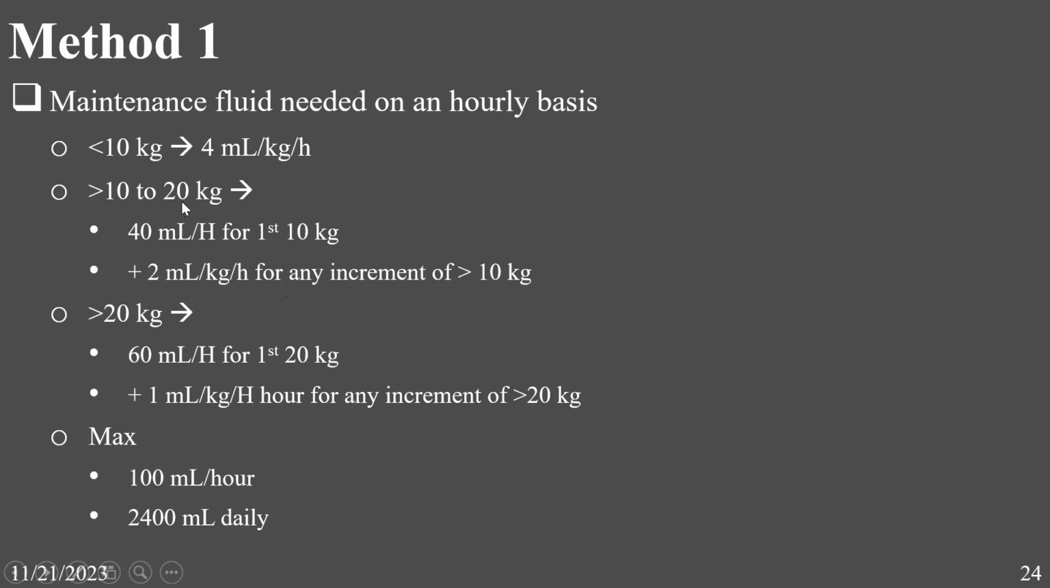So if the baby is 12, then it's 40 ml per hour. And then we have 2 ml for each kilogram above 10, and the baby is 12, so we have 2 kilograms, and that means 4. So this baby, if 12, will get 44 ml per hour. If the baby is more than 20 kilo, we'll give 60 for the first 20, then 1 ml per kg per hour for anything above 20. Maximum, we don't reach more than 100 ml per hour. We don't give more than 2400 ml daily. Clear in method 1?